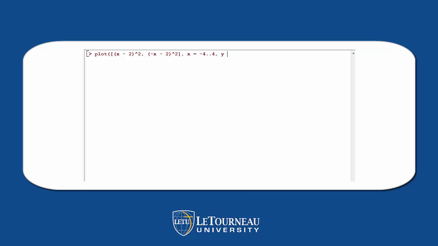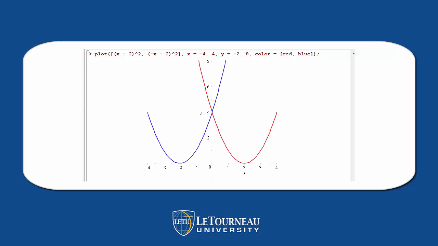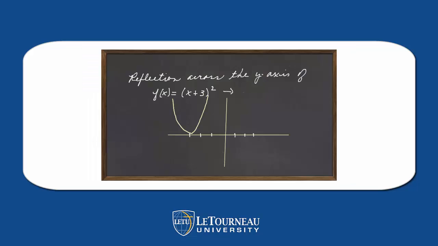What are we looking at? x minus 2 squared and minus x minus 2 squared. Notice the only thing we negated was the x. There's our two graphs. There is x minus 2, the quantity squared. There's minus x minus 2 squared.